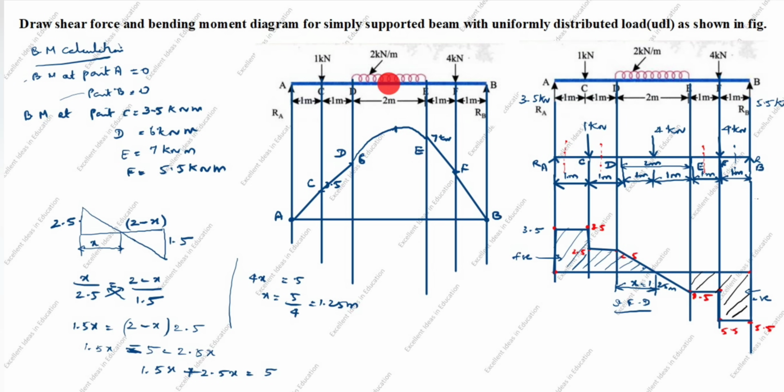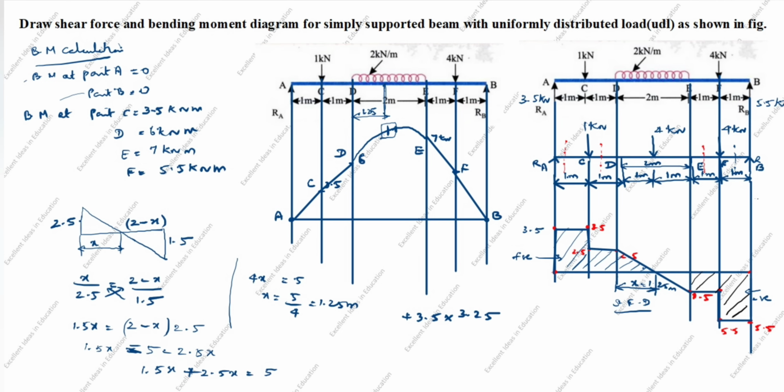Now we will calculate the bending moment at this point from here to here. So this point we will take as 1.25. We will calculate this value. Arrow goes up, left side is positive, plus 3.5 into, from this to this distance only we will calculate. So 1 plus 1 plus 1.25, 3.25.